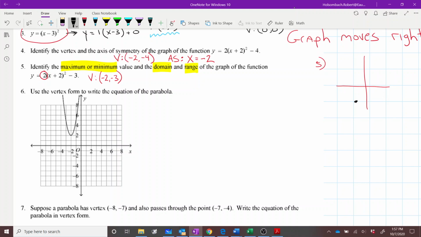Its A value is positive, so this thing goes up. If the graph goes up, we said yesterday that it has a minimum value because the vertex is at the bottom of the graph. We said yesterday that the domain would be all real numbers. And in this case, the range would be y. And since the vertex is at the bottom of the graph, all of the y values will be greater than or equal to the y value at the vertex. So -3. So there are your 3 parts to that graph.